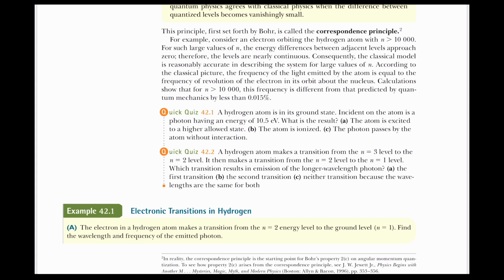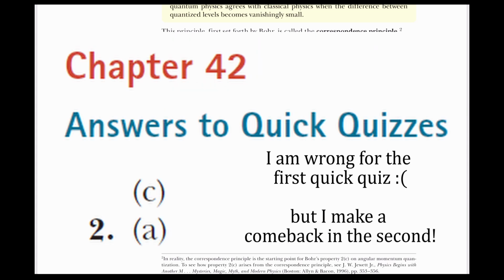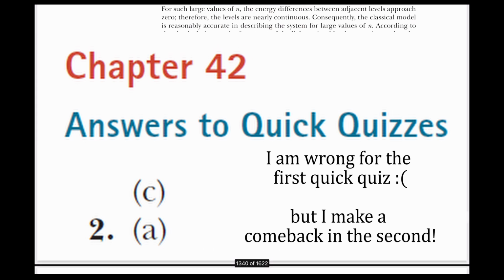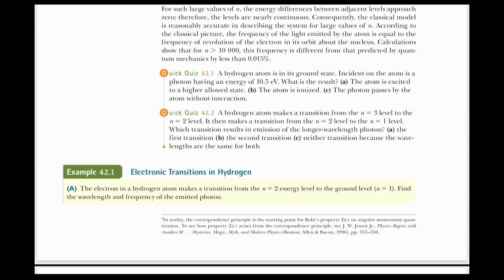So that is my answer for quick quiz 42. I'm going to check the solutions a little bit later and see if it's right. But right now I'm going to do quick quiz 42.2 just to get my brain working. A hydrogen atom makes a transition from the n equals 3 level to the n equals 2 level. It then makes a transition from n equals 2 to n equals 1. Which transition results in emission of a longer wavelength photon?